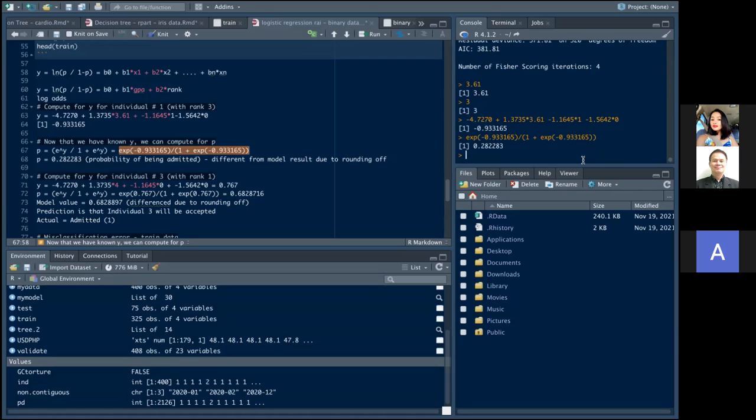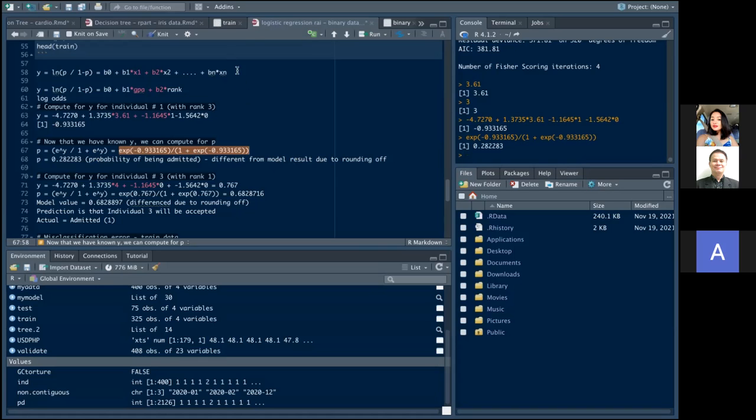So what's this, guys? 0.2822 is the probability that student number 1 will be accepted. Since it's less than 50%, the model is telling us that our prediction is that student number 1 will not be accepted. Is that clear, guys? Yes, sir. So what's the prediction? What was the actual value, guys? Was student number 1 accepted or not accepted?